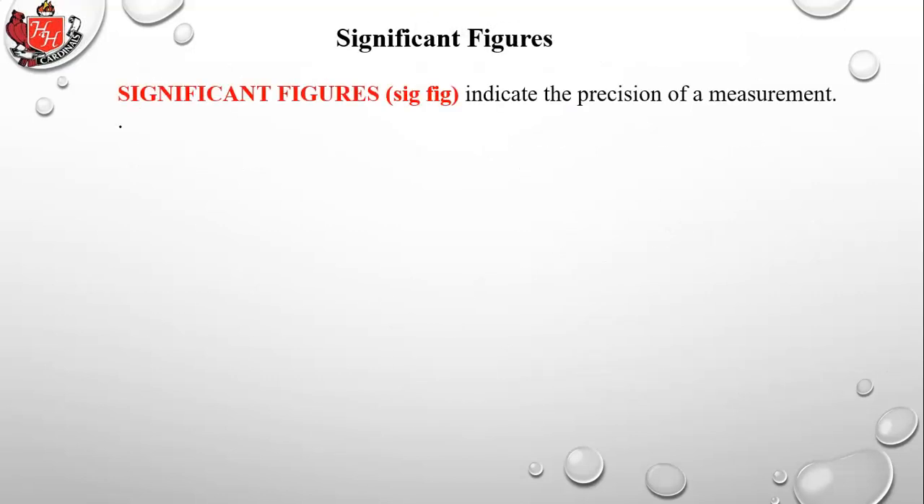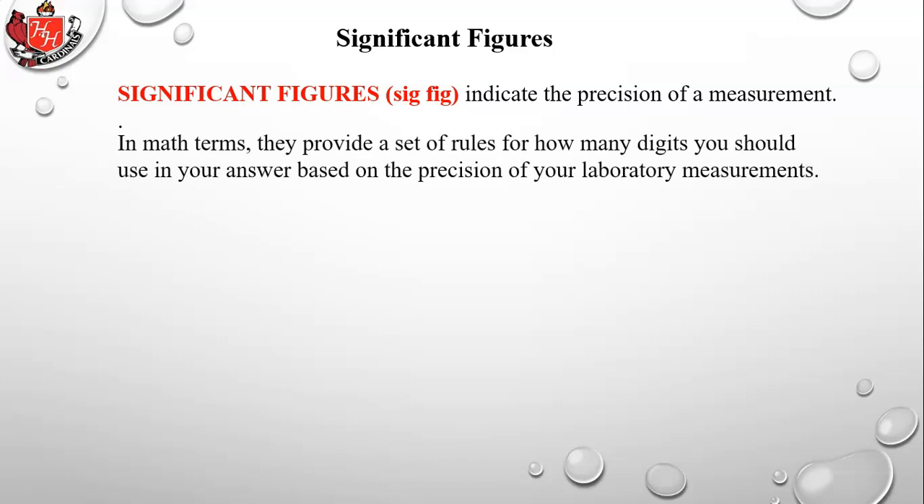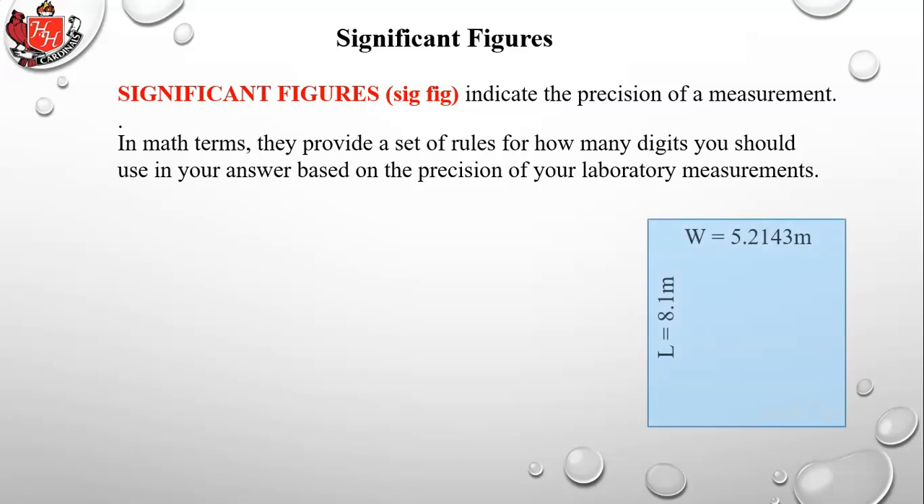Significant figures, which we just shorten to sig fig, indicate the precision of a measurement. In math terms, they provide a set of rules for how many digits you should use in your answer based on the precision of your laboratory measurements. So let's take an example here.